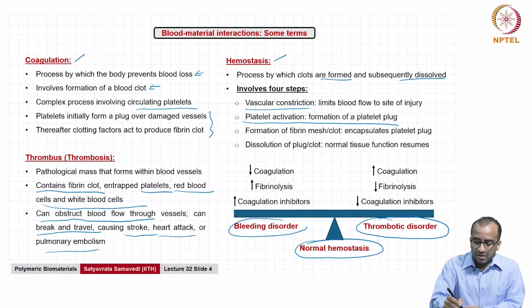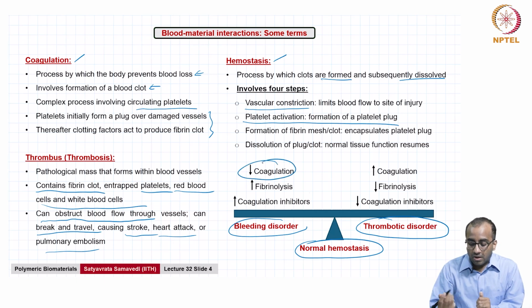So, for example, if there is decreased coagulation or increased fibrinolysis, which is essentially the process of clot dissolution, or if you supply coagulation inhibitors from outside and that is an excess, all of that is going to reduce the ability of the blood to coagulate, and that is going to lead to bleeding disorders potentially if not done correctly.